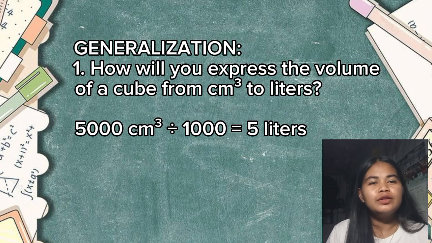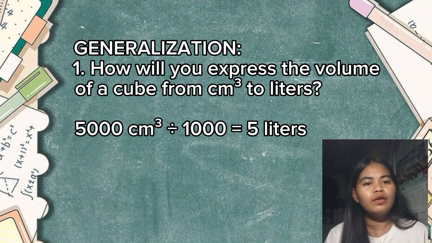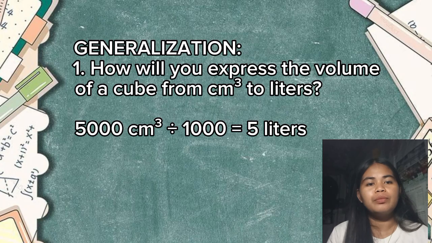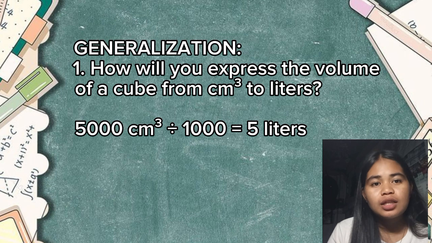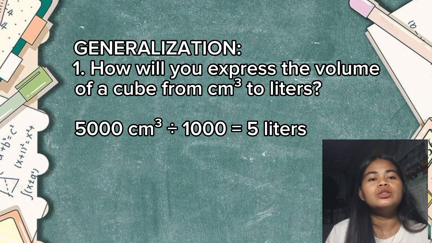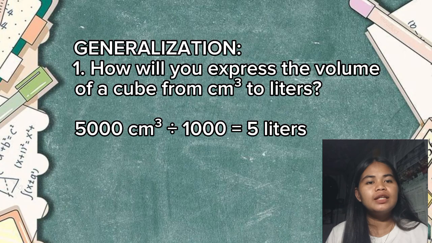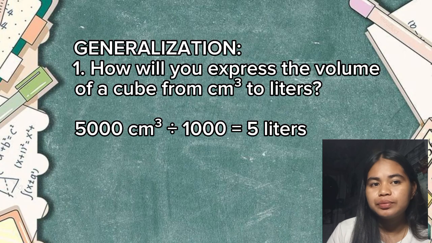Example, if the volume of a cube is 5,000 cubic centimeter, the equivalent volume in liters would be, ato siyang i-divide guys. So, 5,000 cubic centimeters divide 1,000 equals 5 liters. So, always remember guys, na ang 1,000 cubic centimeter ka-equivalent niya to 1 liter.